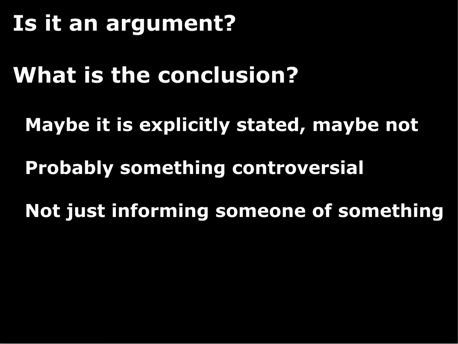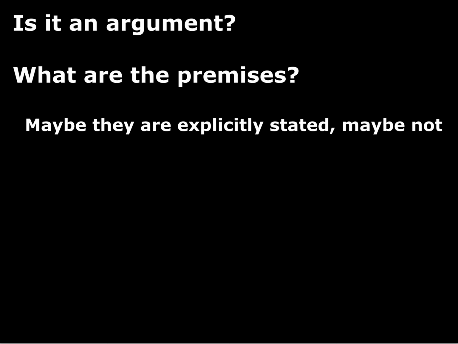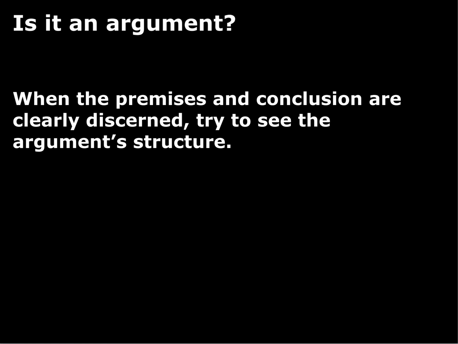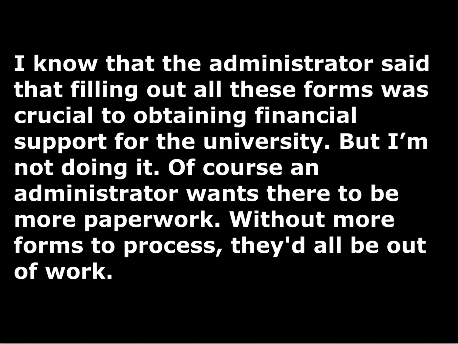Usually with an argument, you can discern some premises and some reasoning behind it. That's the second thing we want to look for: what are the premises? Again, they might be explicitly stated, they might not. They're probably not controversial. This is a clue to whether something's a premise. People don't usually appeal to a premise that they think the person they're talking to won't accept. Once you've identified the premises and conclusion clearly, then you want to see the argument structure. How is it that the person going through the reasoning thinks that those premises support that conclusion?